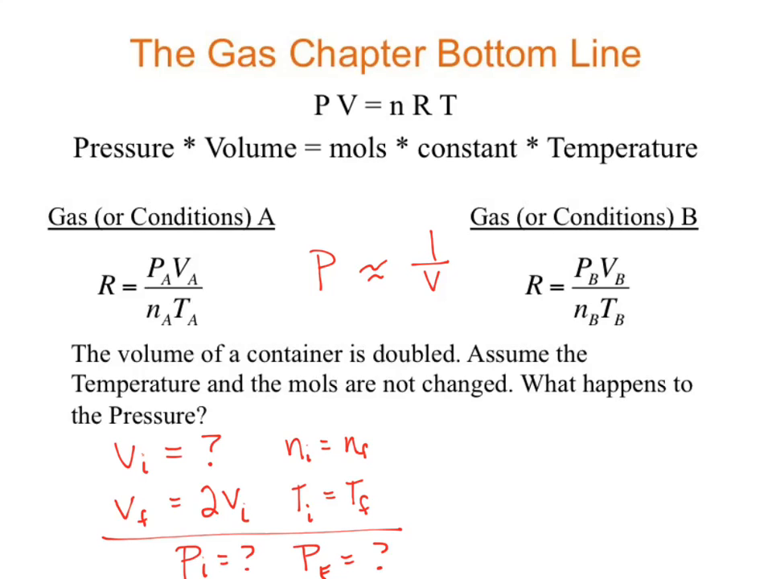We've got 2 conditions. If you've got 2 conditions, what's the gas constant for those 2 conditions? There's a hint. The gas constant. It's the exact same, which means if I set up an expression, P initial times V initial over N initial times T initial, what does that have to equal?